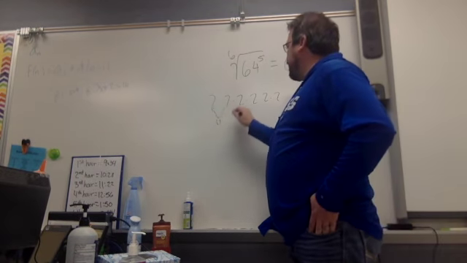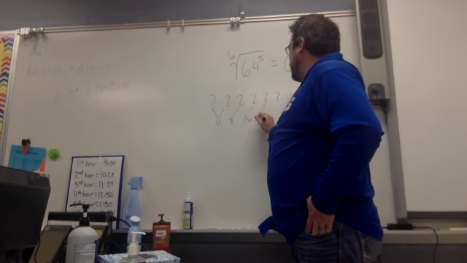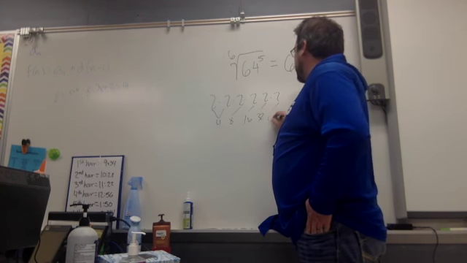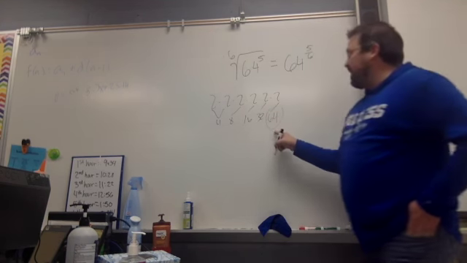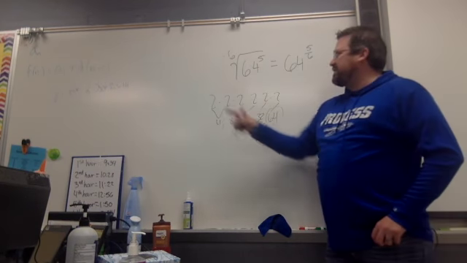2 times 2 is 4. 4 times 2 is 8. 8 times 2 is 16. 16 times 2 is 32. 32 times 2 is 64. So sure enough, the 6th root of 64 is 2.